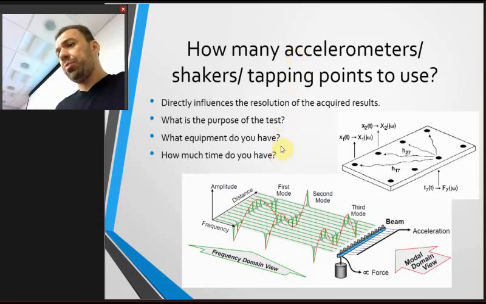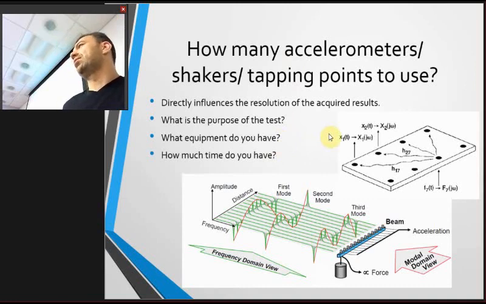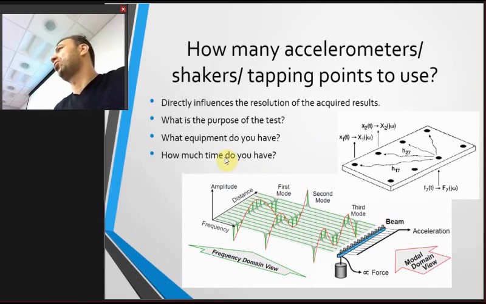Okay, what equipment do you have? This equipment is expensive, and the company won't buy equipment just because you need extra channels. So what you have in house, that's what you're going to use. If you have a box with 8 channels, like we have here at Duke, then with all your desire, you can't have 30 channels sampling simultaneously. You just don't have it. And of course, how much time you have.